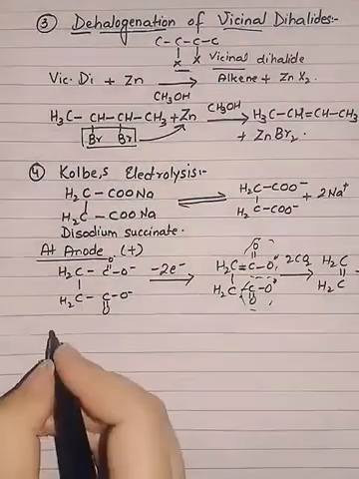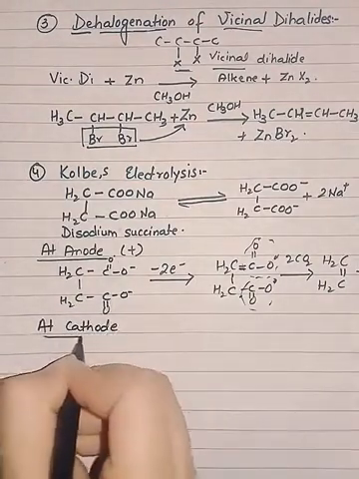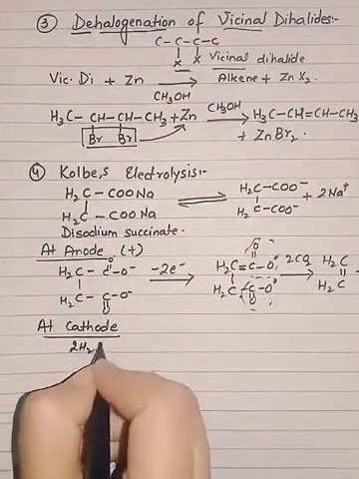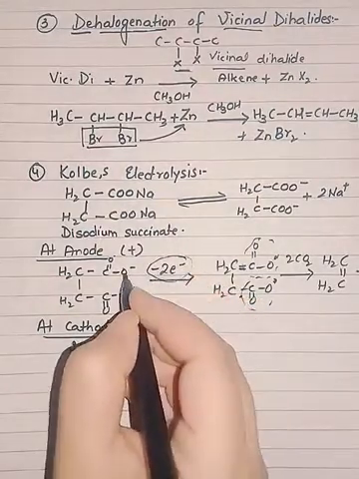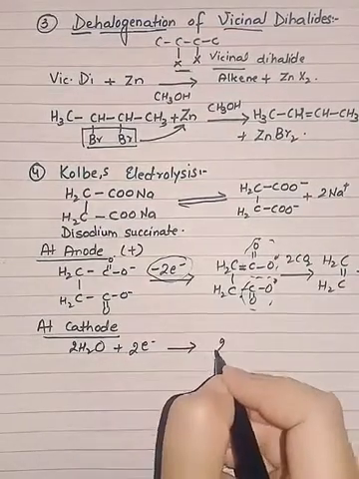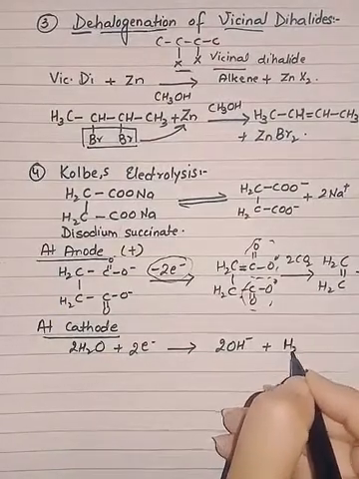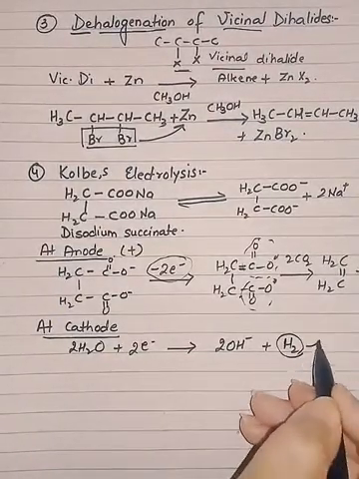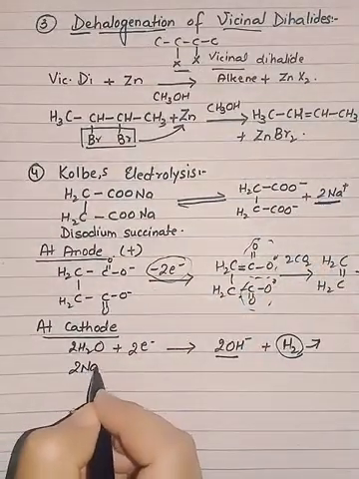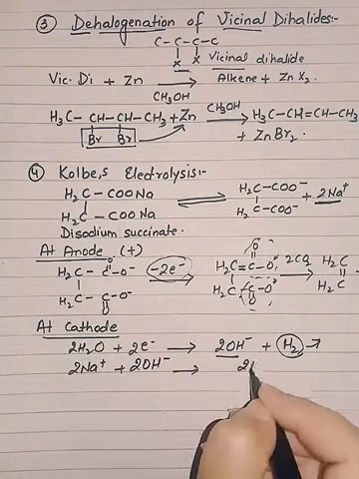Now at the cathode, the cations or the sodium ions are present. First of all, water will gain these two electrons that are removed from here, and it will be ionized to hydroxyl ions and hydrogen gas. The hydrogen gas will be removed from the system. Now these two sodium ions and two OH ions or hydroxyl ions will combine to form sodium hydroxide.